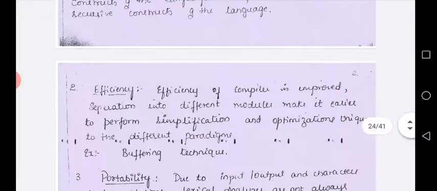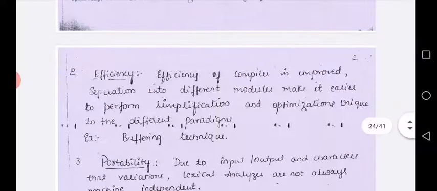Then efficiency. If the two are combined, we obviously drop the efficiency. If you make them separate, then we can easily achieve efficiency, because it makes simplification and optimization easier. Consider a source program with 100 different lines. If we simply start generating the parse tree, it is impossible. So we need to convert it from tokens to the parse tree.